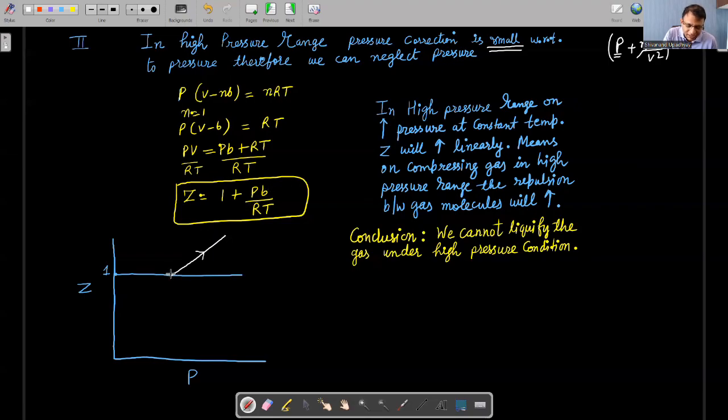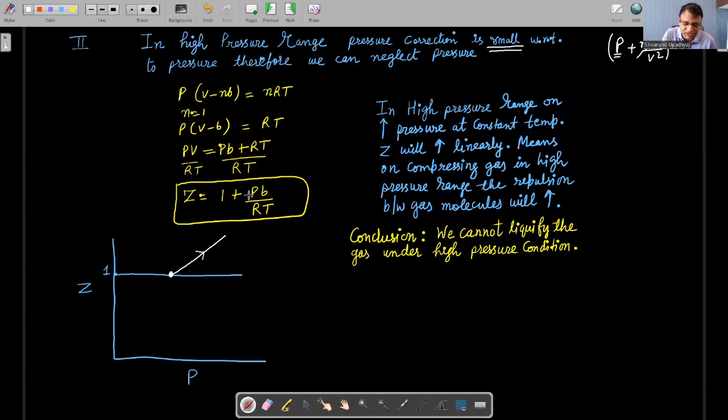So in high pressure range, we are not talking about any pressure range. In high pressure range, from here we are discussing when the pressure is 400 atm onwards. So there is linear variation of Z and P at constant temperature. Again, here temperature is constant. We are discussing an isotherm. So on increasing pressure, Z is going to vary linearly.